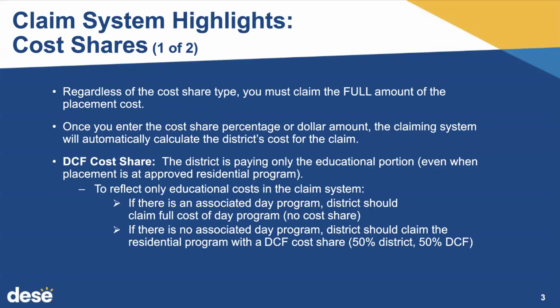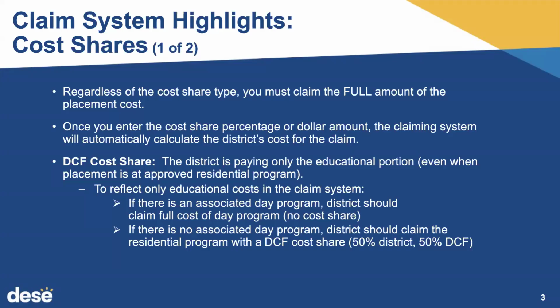Regardless of the cost share type, you must always claim the full amount of the placement cost, not just the cost that you're paying, but the full cost of the student's placement. Once you enter that full cost, you're going to enter a cost share percentage or a dollar amount to reference the cost that the other entity is paying. And the claiming system will automatically calculate your district cost for that student's claim or placement.